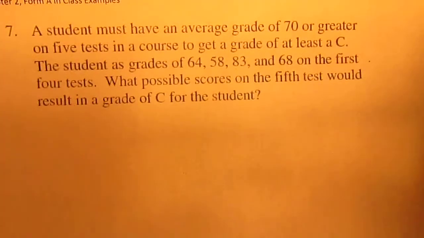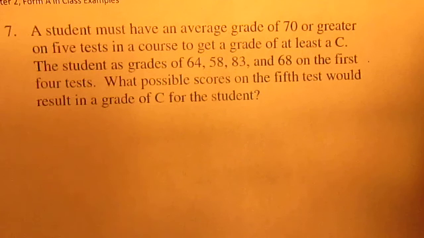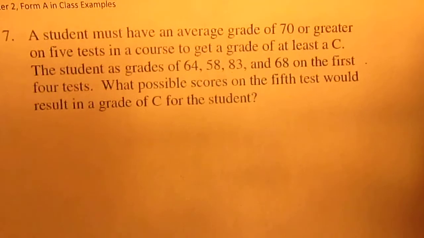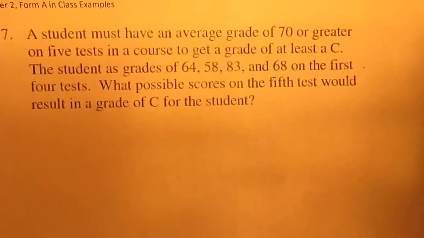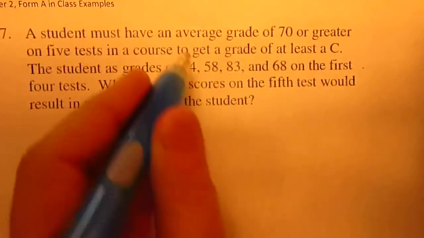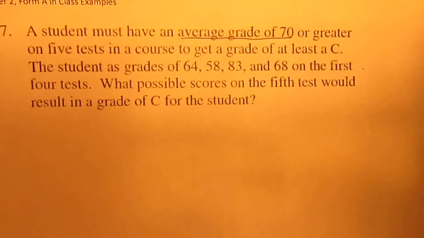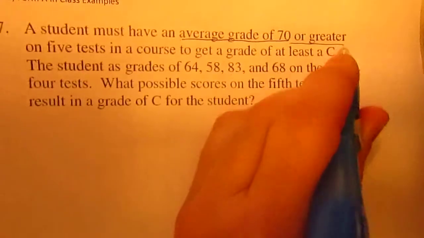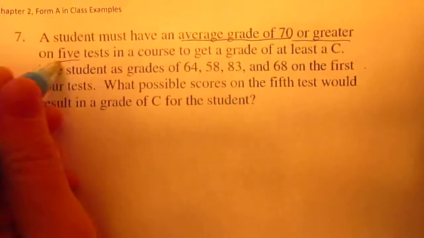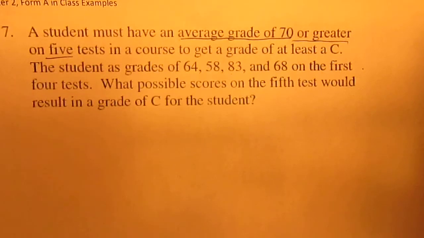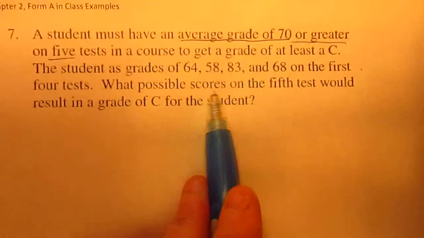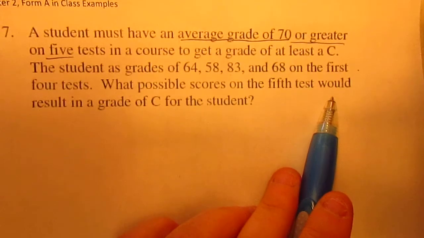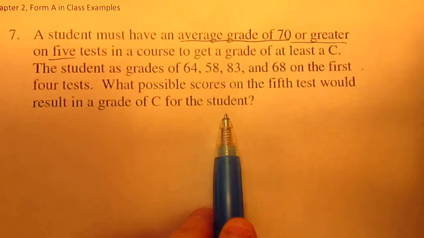Okay, this is question number 7 from the Chapter 2 packet that I handed out. I'm just going to be going over the word problems, question number 7 and 8. So, reading this, a student must have an average grade of 70 or greater on 5 tests in a course to get a grade of at least C. We already have 4 of the student's grades. What's the possible score on the 5th test that would result in a grade of C for the student?